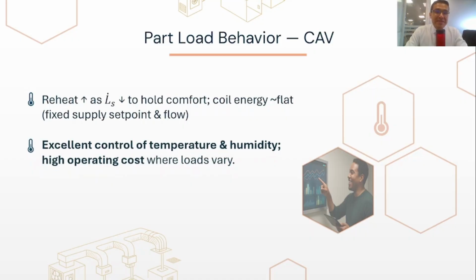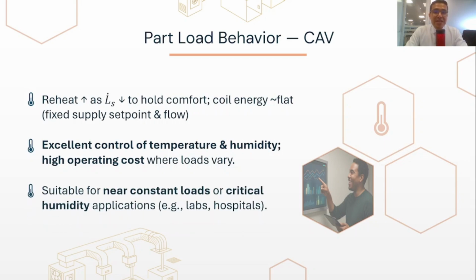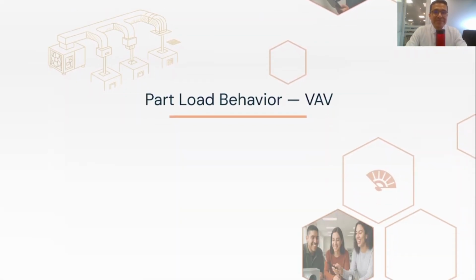The benefit of doing this cooling and reheating is tight temperature and often humidity control, because the coil can be kept cold and downstream reheat trims the supply to comfort. The trade-off is significant reheat energy at part load, leading to high operating costs when loads vary. Thus, CAV is generally reserved for zones with steady internal loads or applications demanding precise humidity control, where the operating penalty is justified by performance requirements.